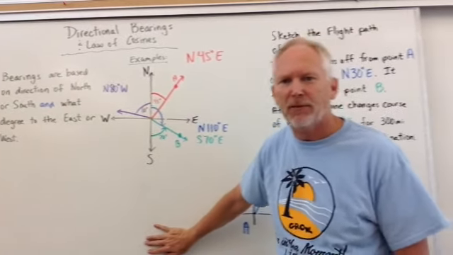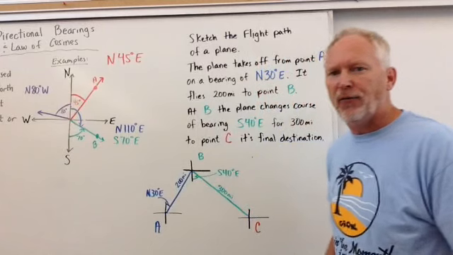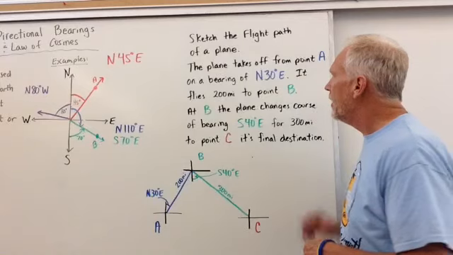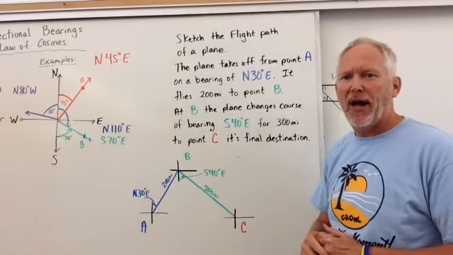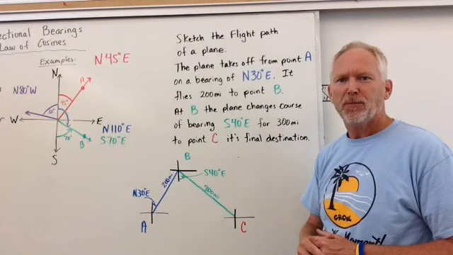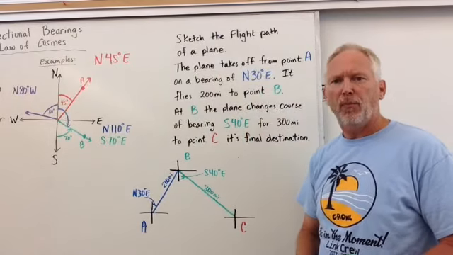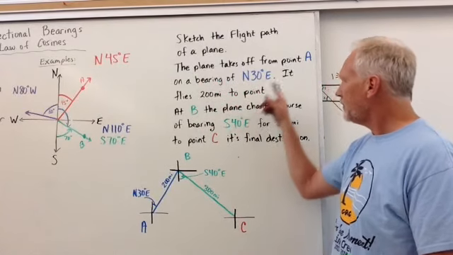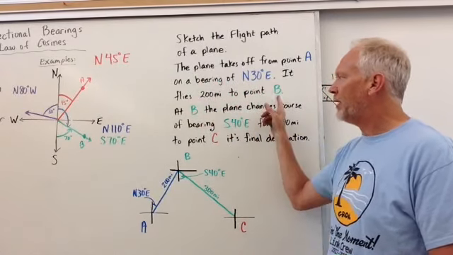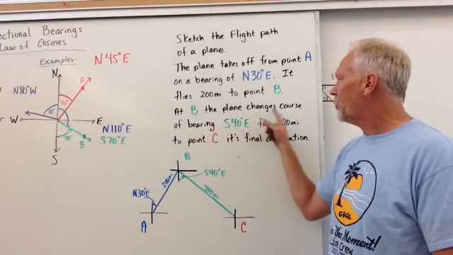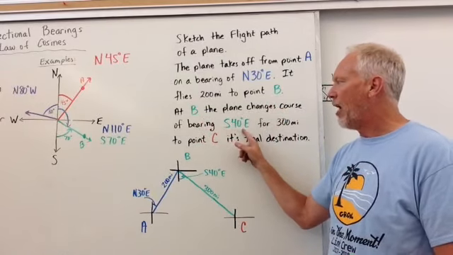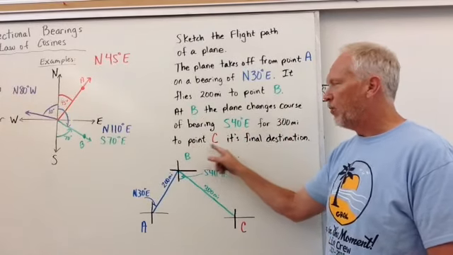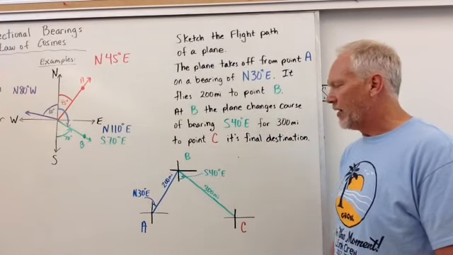Hopefully that helps. So we're going to look at a problem, and first we have to sketch the drawing, and then we're going to solve it to find some things out. It says, sketch the flight path of a plane. The plane takes off from point A on a bearing of north 30 degrees east. It flies 200 miles to point B, and then at point B, the plane changes course on a bearing of south 40 degrees east for 300 miles to point C, its final destination.